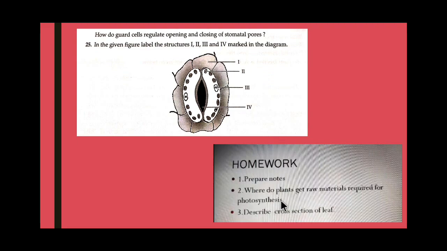Now next, one homework was given to you: where do plants get raw materials required for photosynthesis? When you are writing this, kindly write all the raw materials, not only the carbon dioxide and water, whatever is required for photosynthesis, because it is already mentioned in the question. So you will be writing the raw materials required for photosynthesis are carbon dioxide.